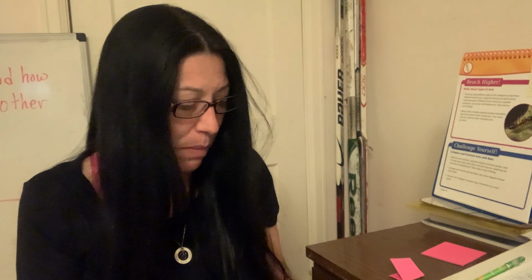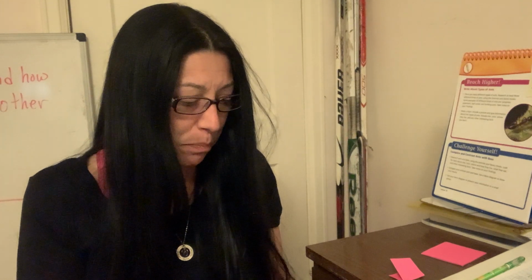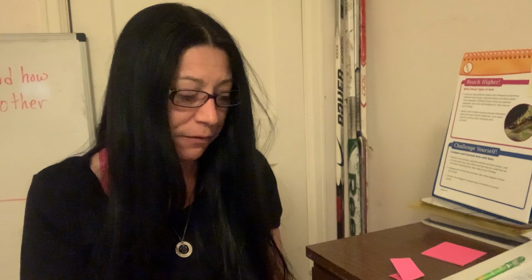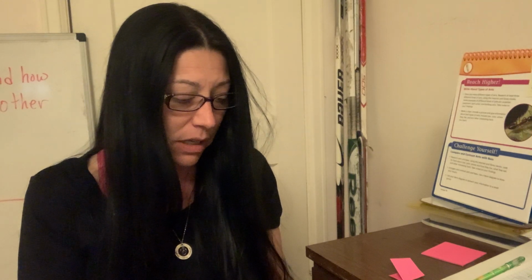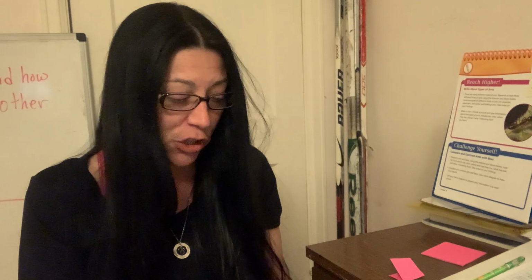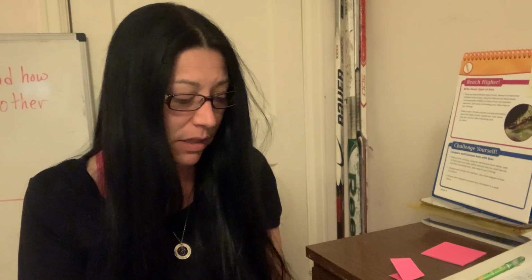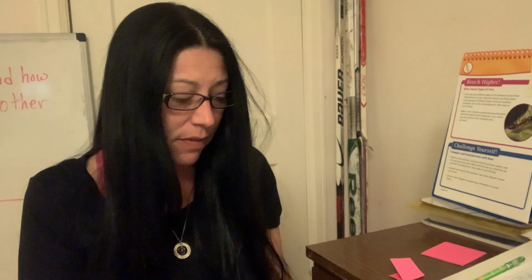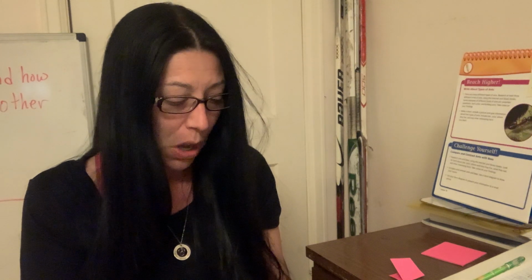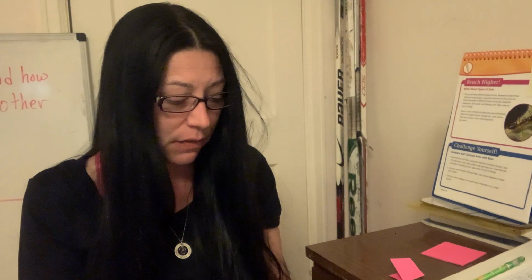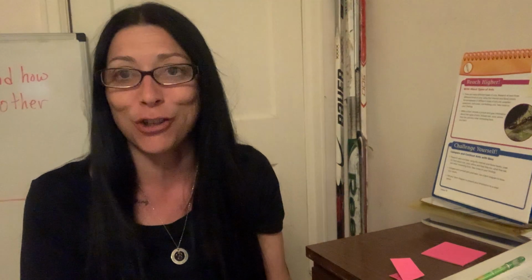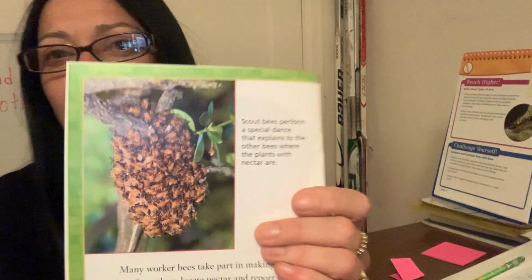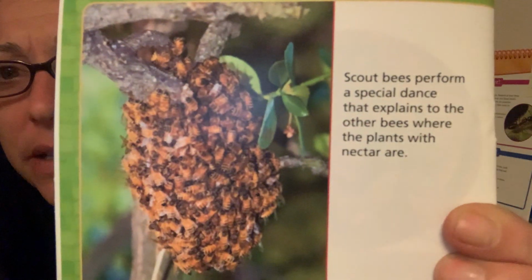Many worker bees take part in making honey. Scout bees locate nectar and report their findings. Then other bees collect nectar and leave pollen at each stop. This way, the plants get the pollen they need to make seeds, and the bees get food for the hive. Back at the hive, the nectar is given to the bees inside the nest. Scout bees perform a special dance that explains to the other bees where the plants with nectar are. And there's another picture of bees.